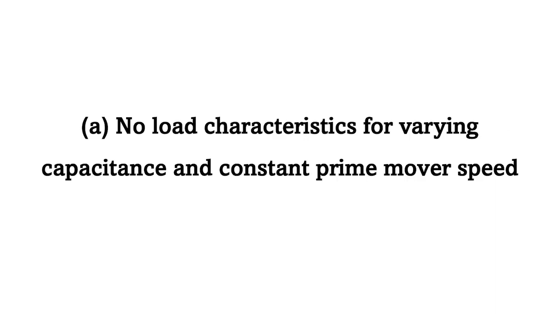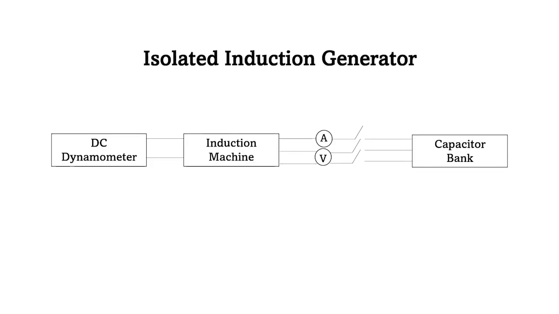As the first part of this practical, we'll look at the self-excited induction generator. We'll look at part A in your lab sheet, no-load characteristics for varying capacitance and constant prime mover speed. Here we are going to observe the variation of voltage and current of the machine in no-load condition by varying the capacitance but keeping the speed of the machine constant. We have to connect the circuit as shown in the diagram. Have a look.